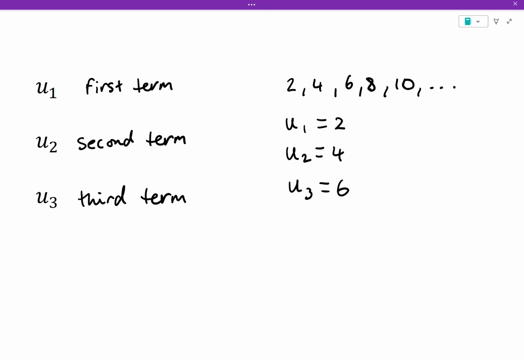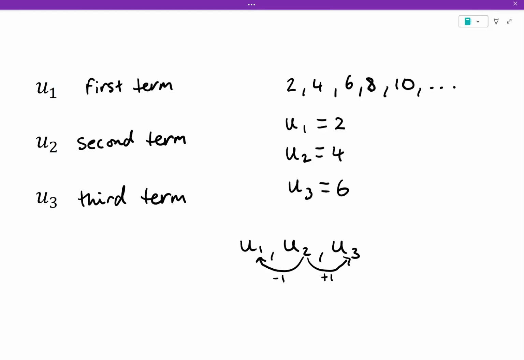Now, I do just want to compare the subscripts of consecutive terms. So we've got U1 is the first term, then U2 is the second term, then U3 is the third term. If we start with the U2, if you want to go to the next term along, you would add 1 to the subscript. If you want to go to the term before, you would subtract 1 from the subscript.